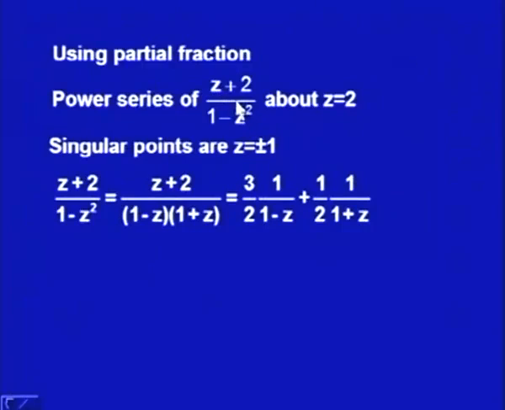So, to write down this function (z + 2)/(1 − z²), I expand it as (z + 2)/((1 − z)(1 + z)), and then I write down the partial fractions. So, the partial fractions of this will be 3/2 into 1/(1 − z) plus 1/2 into 1/(1 + z).